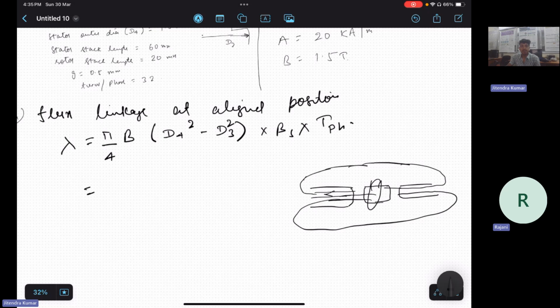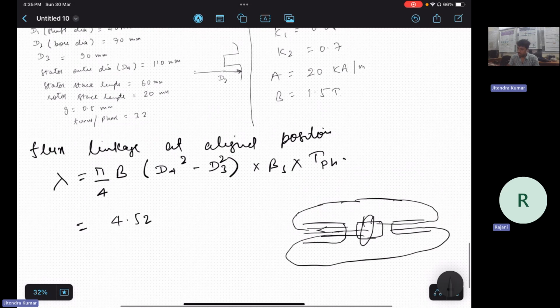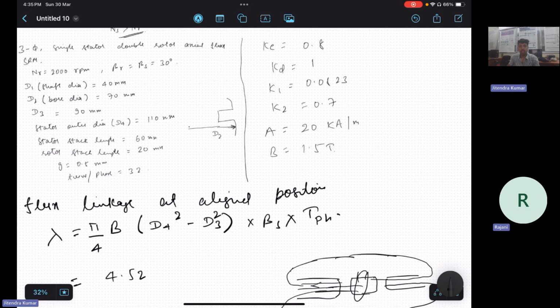Sir, it's 4.52 that is coming. Here the angle is 30 degrees, beta r equal to beta, so I took degrees only. Can I change it to radians? You can change. Yeah, radians would be appropriate here.